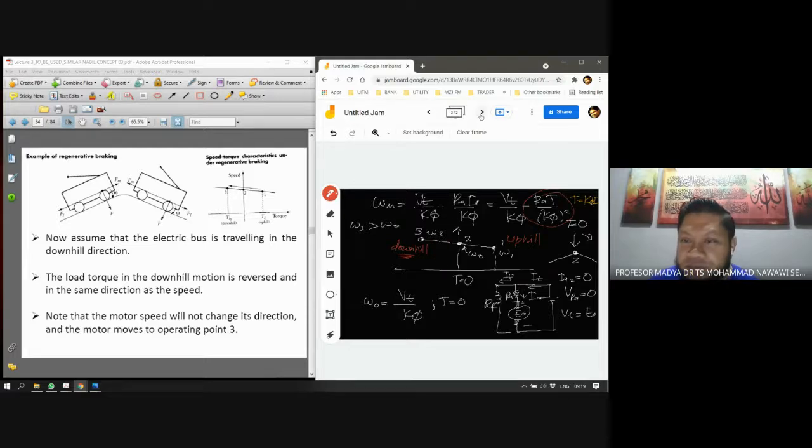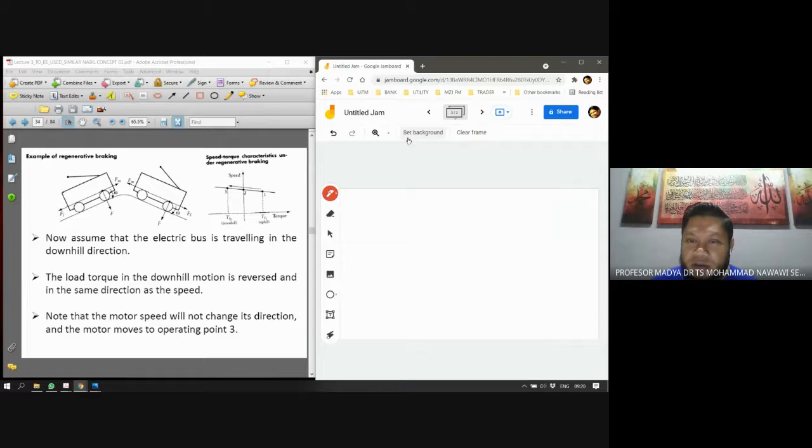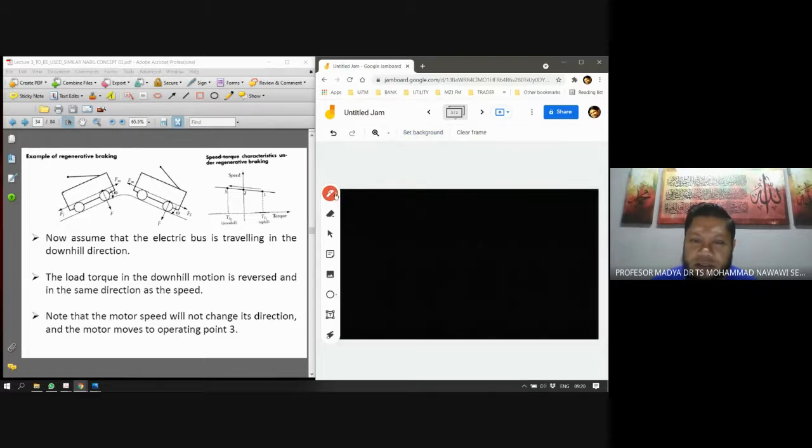Okay, so let's try to get another set of the background. So now we are considering downhill. So your car is going in that particular direction, and now your motor is also in that direction. Therefore, you have to apply FM. Okay. So the load torque direction is reversed and in the same direction. Note the motor speed will not change direction and moves to point 3.